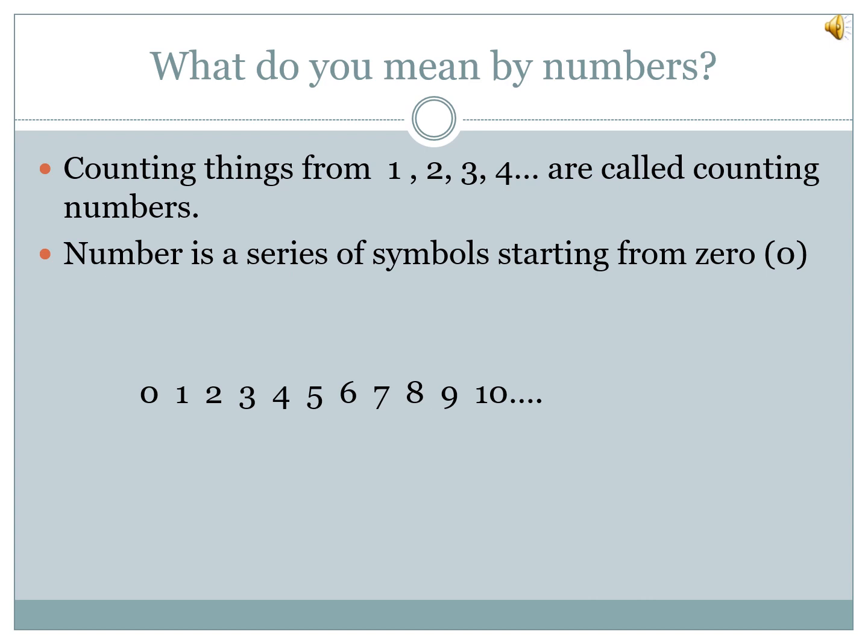Now, what do you all mean by numbers? The answer is, number is a series of symbols starting from 0, 1, 2, 3 and so on. Now let us see some examples of how to count and how to write the numbers.